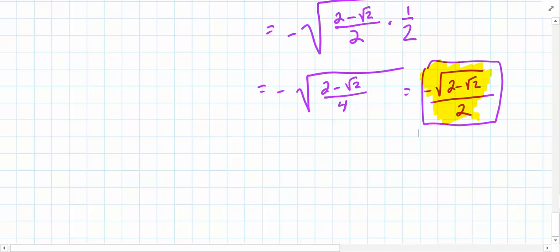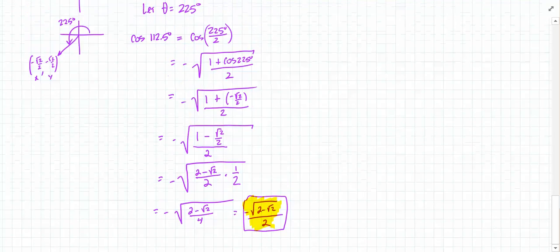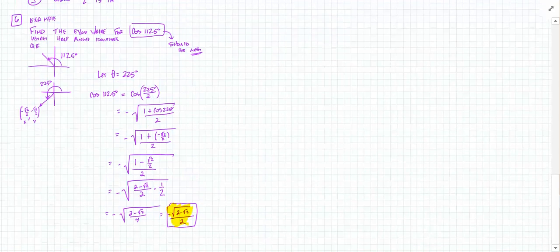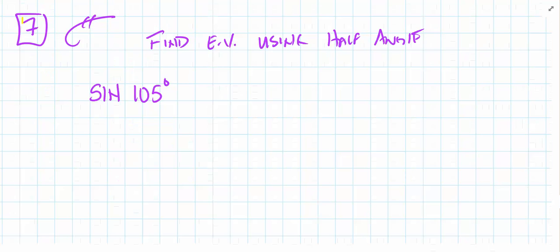So we just expect to have these really not completely solved answers. What do you mean, not completely solved? I mean, like just don't like the radical. Okay, same directions. You can do it on the table if you want. Find the exact value using half angle formulas for the sine of 105 degrees. Last one.